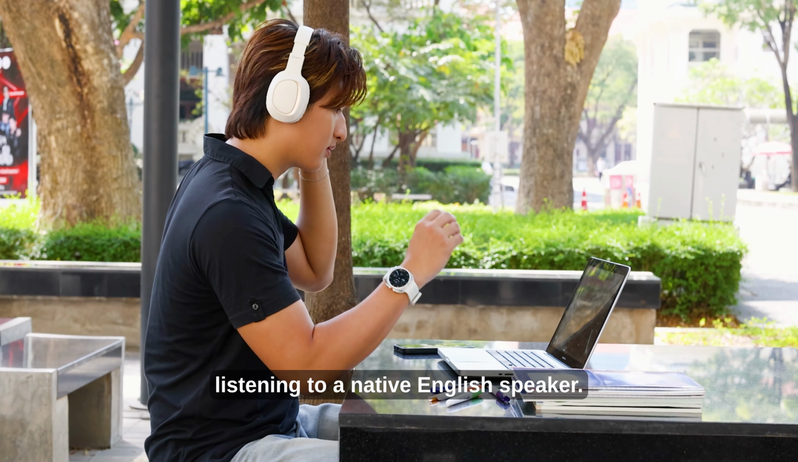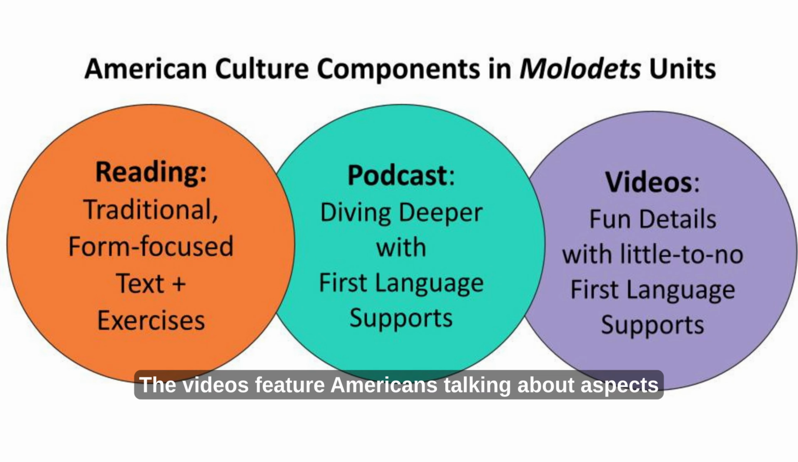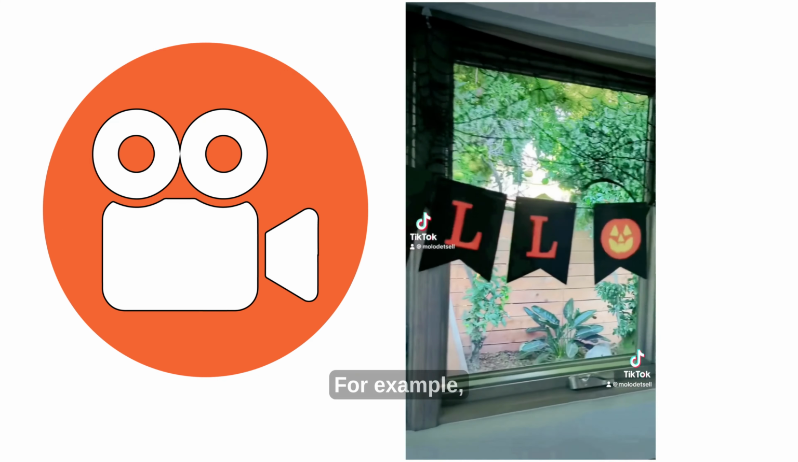Students can also watch short videos connected to each cultural topic. So the videos feature Americans talking about aspects of everyday life across the United States. So for example, students may see how Americans celebrate certain holidays, what grocery shopping looks like, how Americans talk about their jobs, or what daily life looks like in different regions of the United States. So these videos help learners see real examples of American life, making the cultural topics more vivid and more memorable.